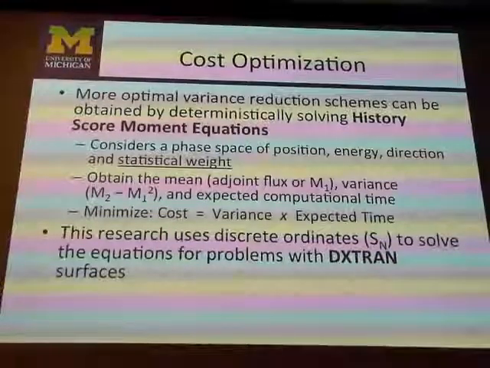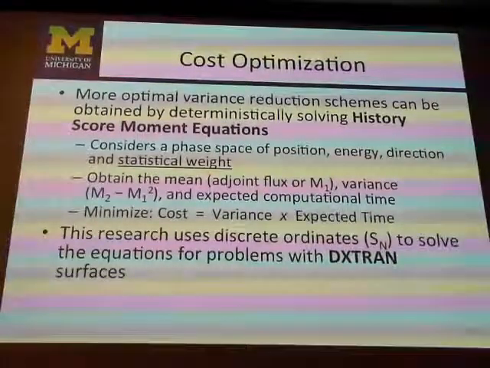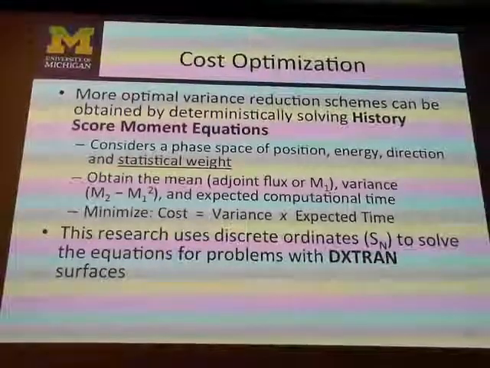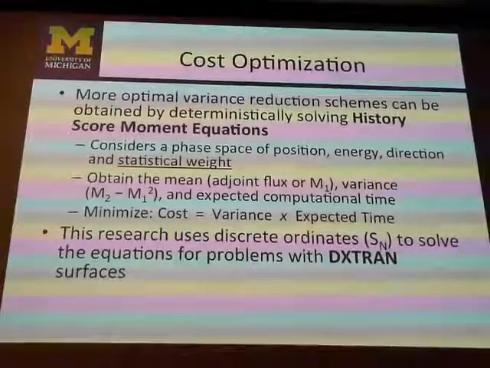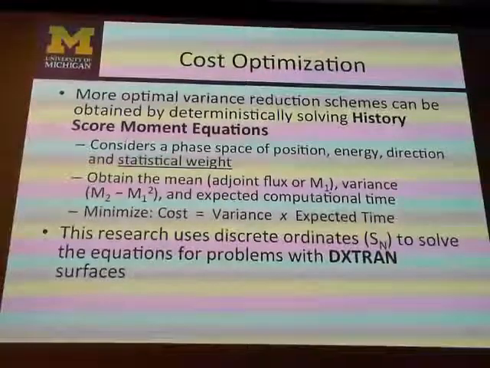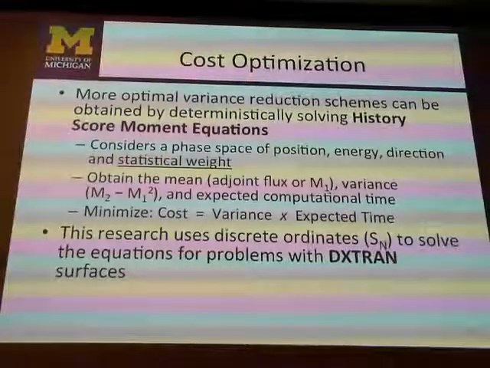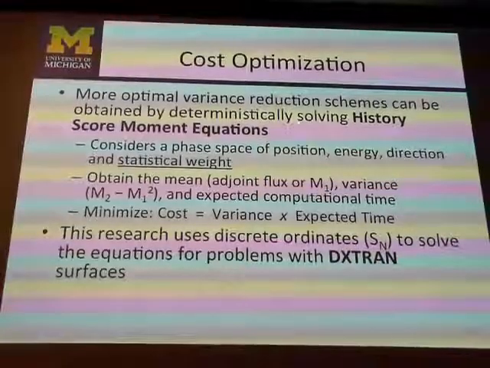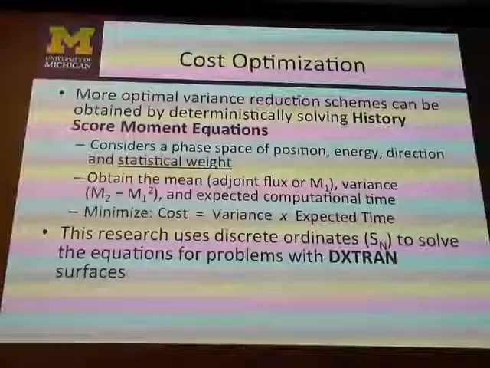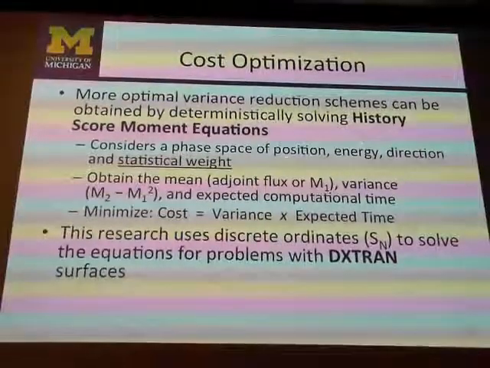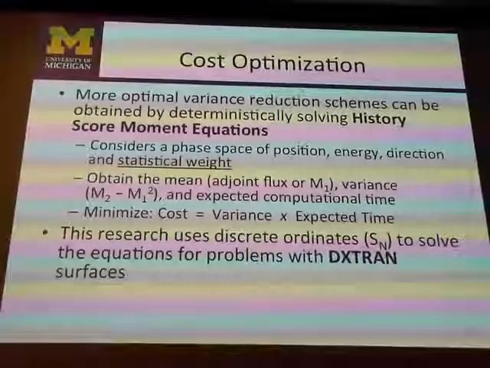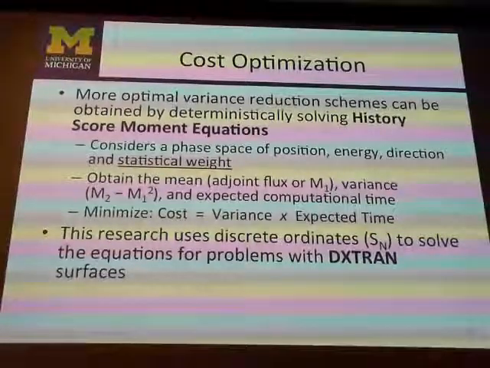So what we do is we solve something called the history score moment equations. I'm not even going to write these out. They're just way too long, and you all don't want a wall of math at 4 in the afternoon. What we do is write down a set of equations that describe the moments of the various transport processes. So it has our usual phase space, position, energy, direction, as well as what's called a statistical weight factor. So we have an augmented phase space.